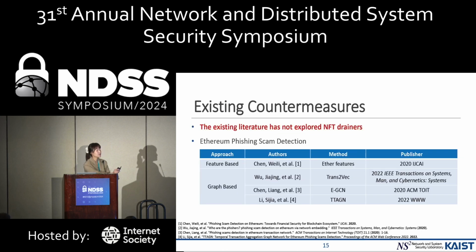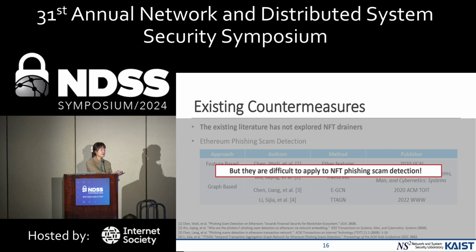Despite the damage, there were no existing studies on NFT phishing scams or NFT drainers at the time of our research. Instead, there are some studies on detecting Ethereum phishing scams targeting cryptocurrency. One line of research relies on using handcrafted features, while others employ network representation learning by using graph neural networks. However, they are difficult to apply to NFT phishing scam detection due to the fundamental differences between NFTs and cryptocurrency. So please refer to our paper for the detailed reasons if you wish.